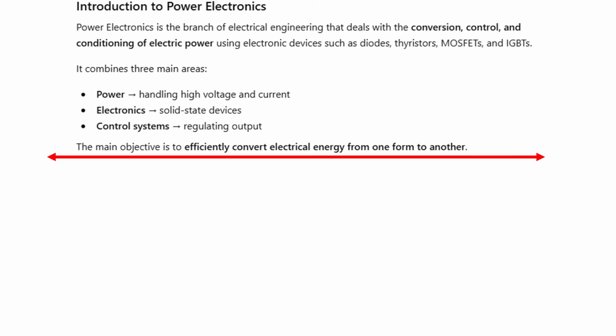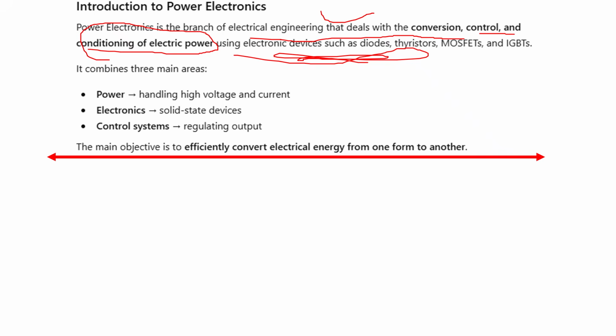So here is the introduction. Power electronics is a branch of electrical engineering that deals with the conversion, control, and conditioning of electrical power, right? Using electronic devices. So how will you convert electrical power, like when you are talking about 33,000 volts, or maybe the domestic voltage, maybe 220 volts? How will you convert exactly? In these cases, you need diodes or MOSFETs and IGBTs. All these combined are the parts of power electronics.